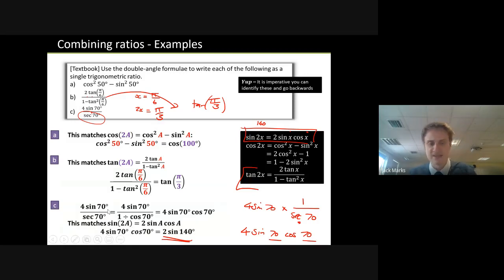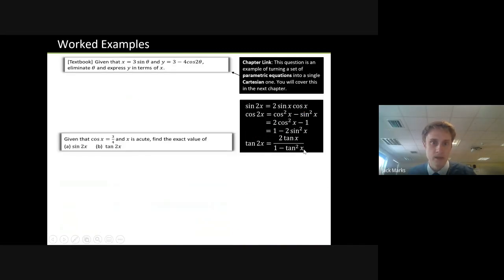What's been done there? The sec part, they don't tend to do that so much. But having a 4 at the front instead of a 2, having a 4 or a 6 or an 8 or something like that is quite a common thing that you'll be asked to do. We're going to leave that one, I think, for chapter 8.